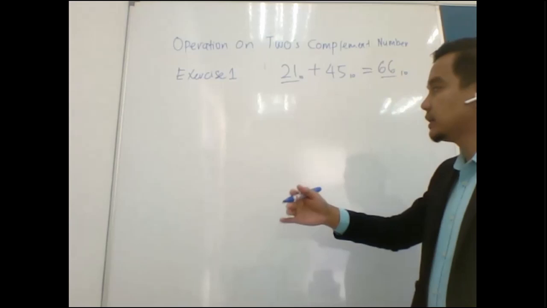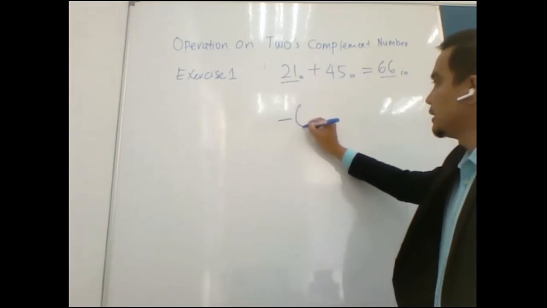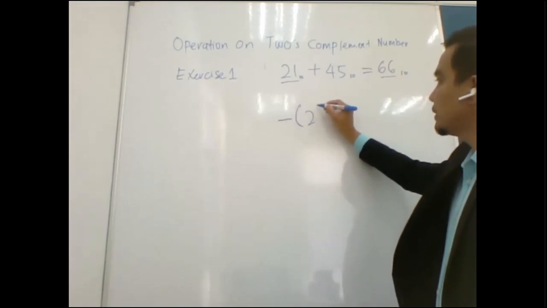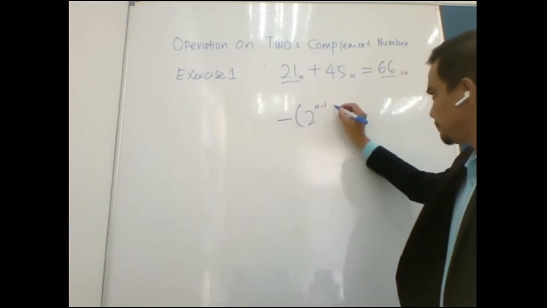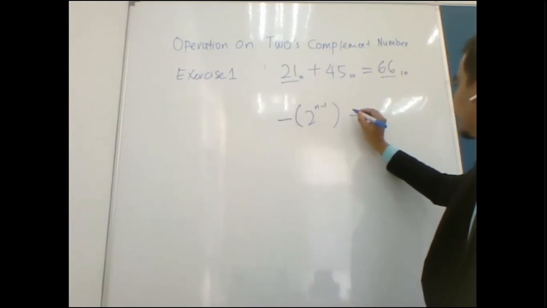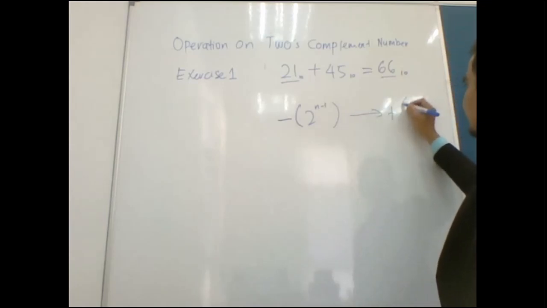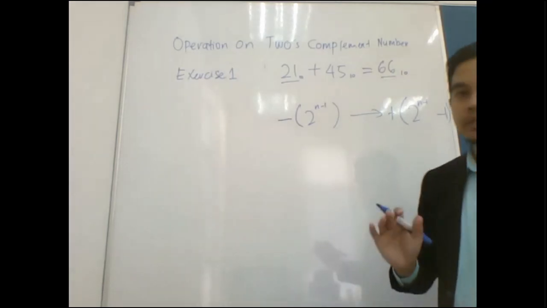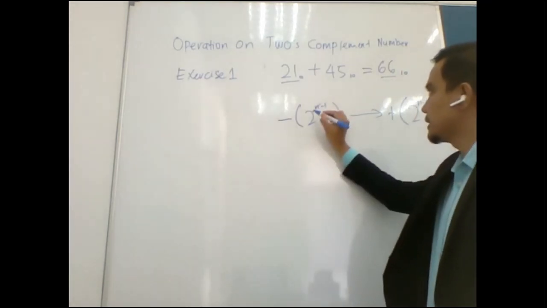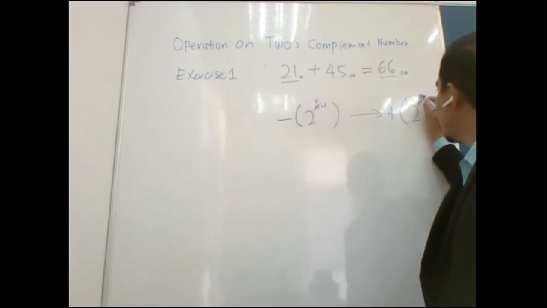As I mentioned just now, the range is between negative 2 to the power of n minus 1, where n is the number of bits, until positive 2 to the power of n minus 1, minus 1. Okay, so this is the range. As I said just now, I want to use 8 bits. Okay, I want to use 8 bits.